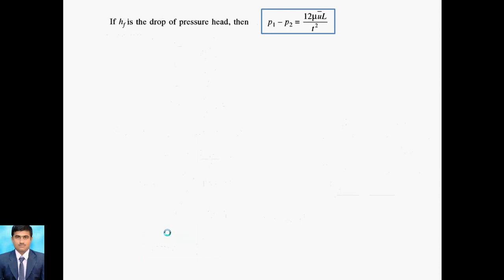Now this same relation, P1 minus P2 equals 12 mu u bar L divided by t square. If you convert the pressure drop, it becomes hf equal to P1 minus P2 by rho g, so 12 mu u bar L divided by rho g t square. We only change P1 minus P2, and rho g we take as it is. So hf is the head loss due to friction, and this loss is a major loss. The equation becomes 12 mu u bar L divided by rho g t square. So this is the pressure head, or you can say the pressure drop.